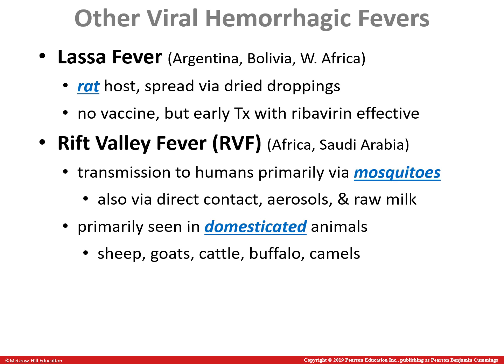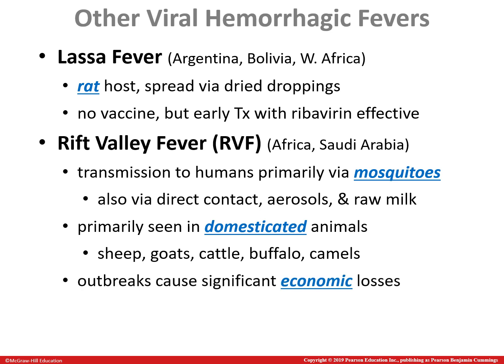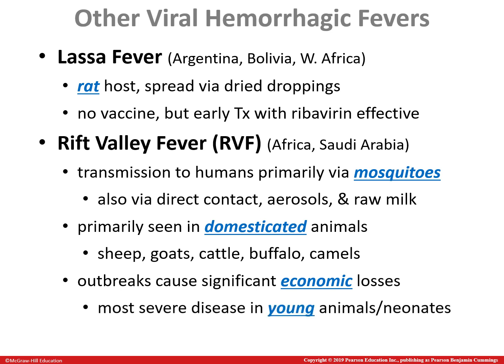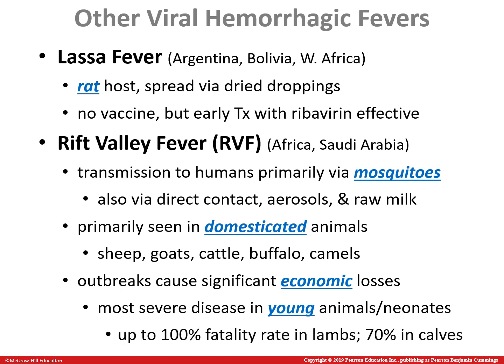So in domesticated animals, like sheep, goats, camels, those that are typically milked, it can cause significant economic losses, mostly because of the loss of young individuals. So there's about 100% fatality rate in lambs when it gets into those herds, and about 70% in cattle. So even though in humans it doesn't cause very significant infection, it is primarily a domesticated livestock disease.